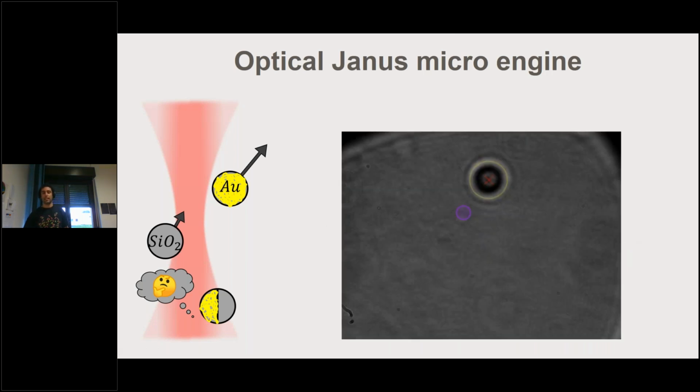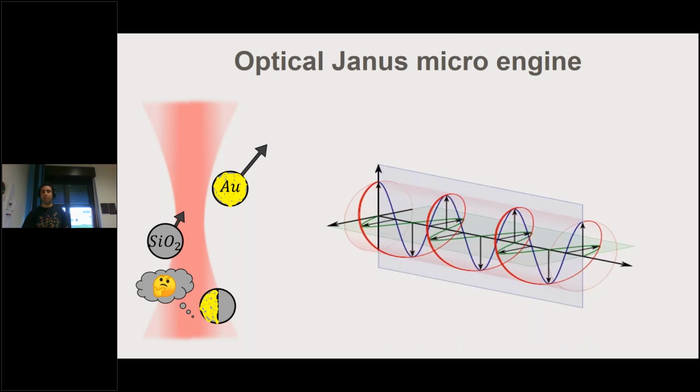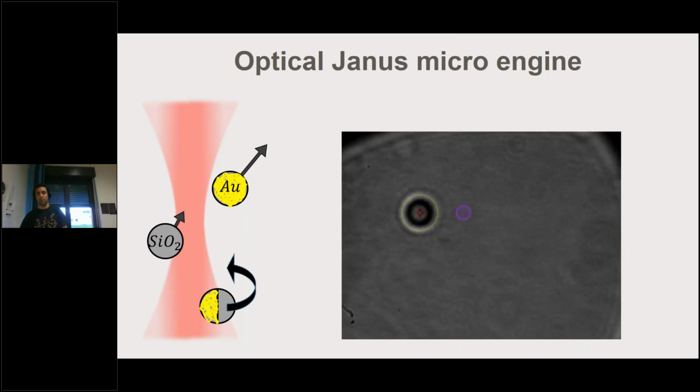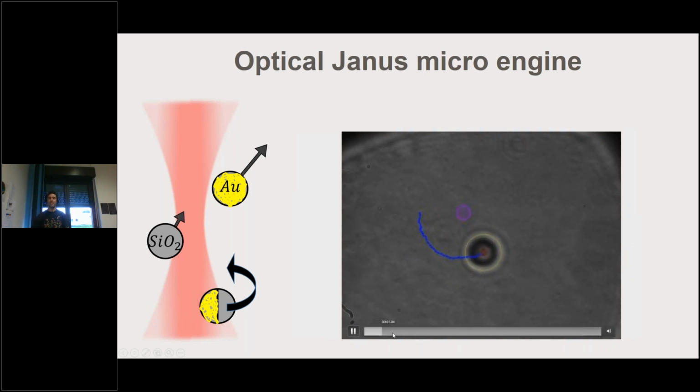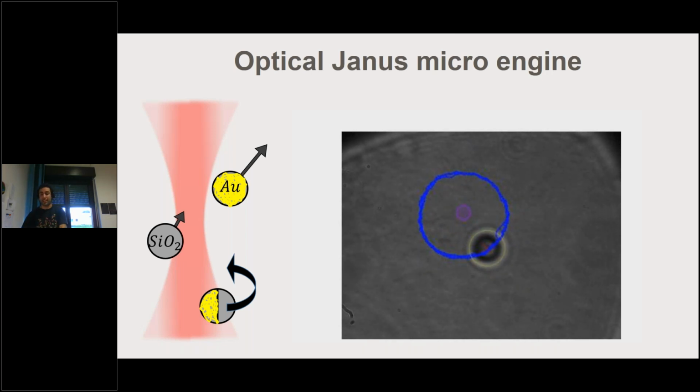In the previous case, the light was linearly polarized. Now we wanted to make it circularly polarized. And what we observed is that the particle starts to rotate in a given direction. So we are transferring this angular momentum from the light to the orbital angular momentum of the particle.